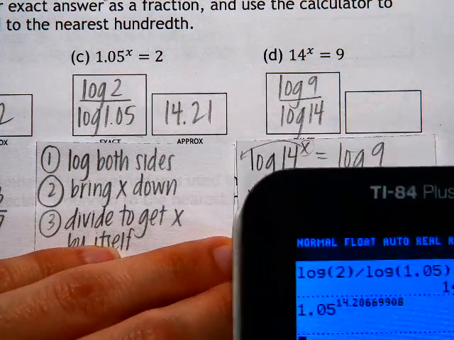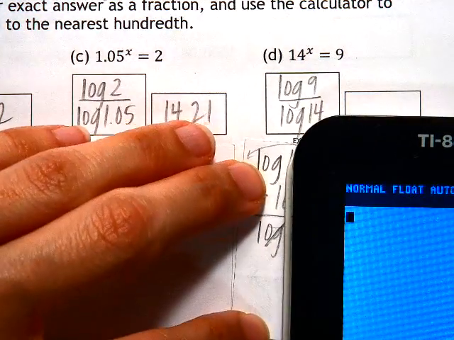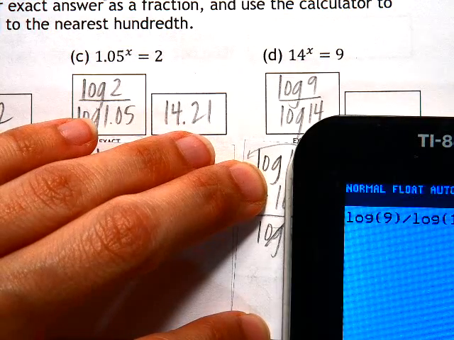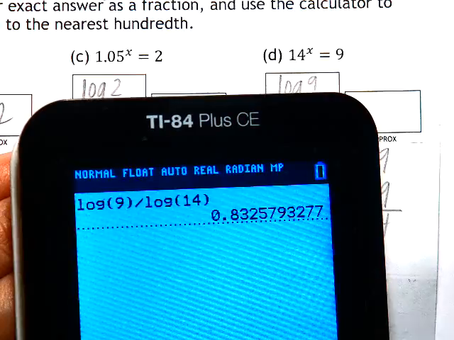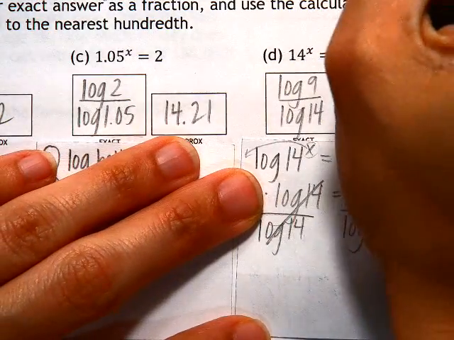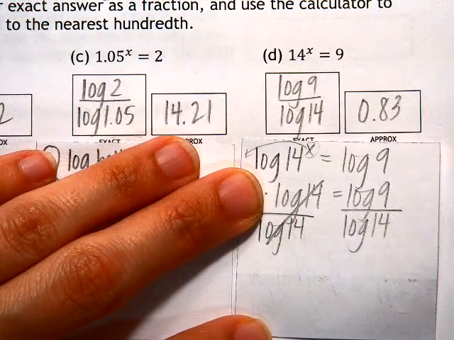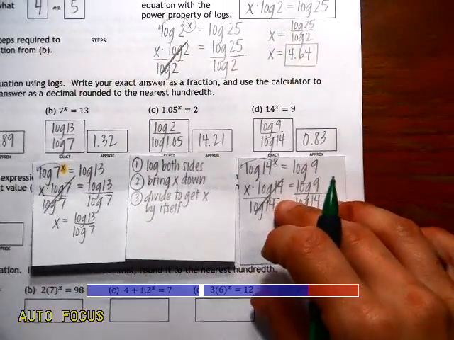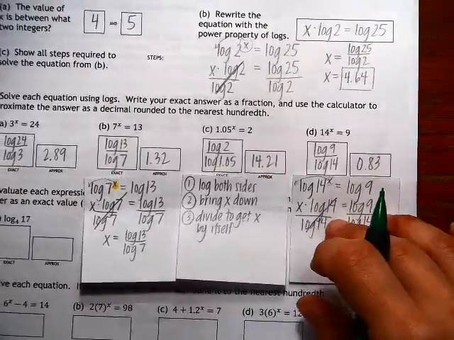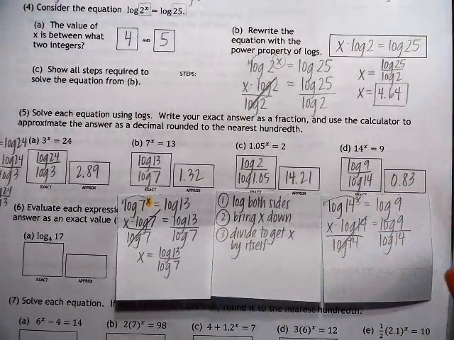And you can type it into your calculator. Log 9 divided by log 14 is 0.83. Now, that, in a nutshell, is why we use the power property. It's to be able to solve problems like that quickly without having to guess and check ugly decimal numbers.